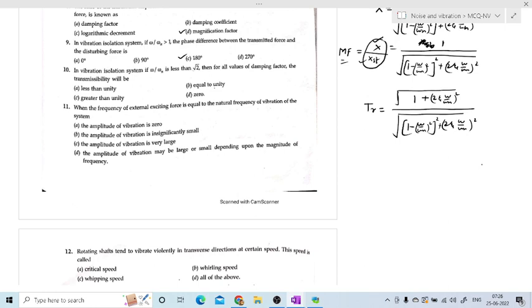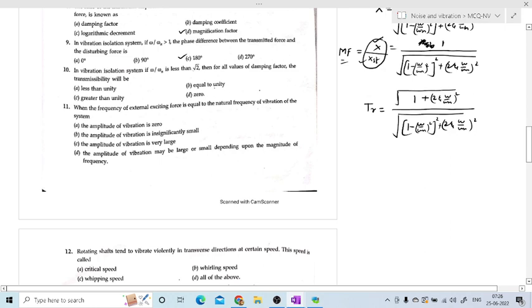You understood what we get from this formula: how much force is transmitted to the support, or how much displacement is transmitted to the support, that value we are going to get by using this transmissibility. Okay, now here suppose I consider TR, or they have given the value of omega by omega n as root 2. So I will put omega by omega n as root 2 here.